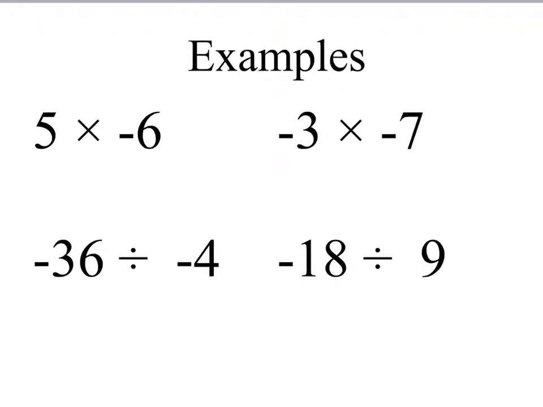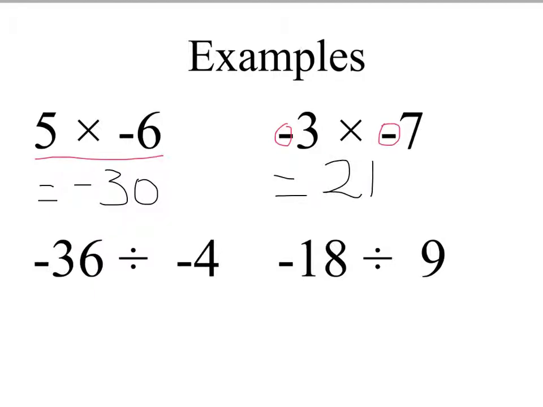With direct multiplication and division, it's exactly the same. This one here is a positive 5 multiplied by a negative 6. Positive and a negative, my signs are different, so positive 5 multiplied by negative 6 equals negative 30. This one here, negative 3 multiplied by negative 7. There's a negative and a negative, my signs are the same, so my answer becomes a positive 21.